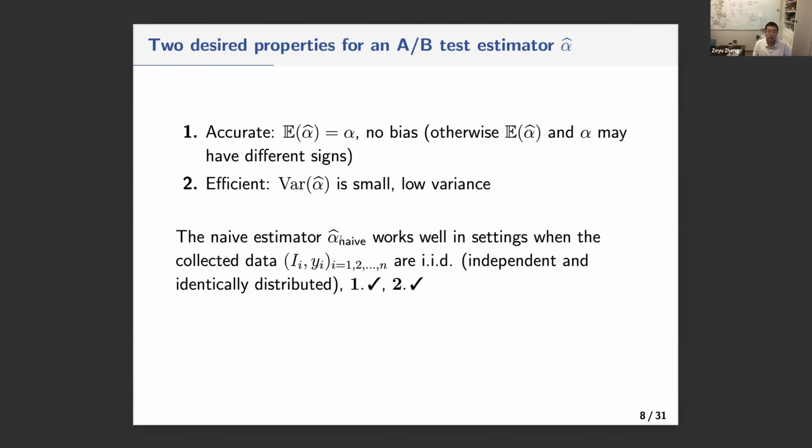But the point on this page is also to note that the naive estimator, the very standard estimator for the average treatment effect, works well in terms of both criteria, accuracy and efficiency, if the data collected are independent and identically distributed.